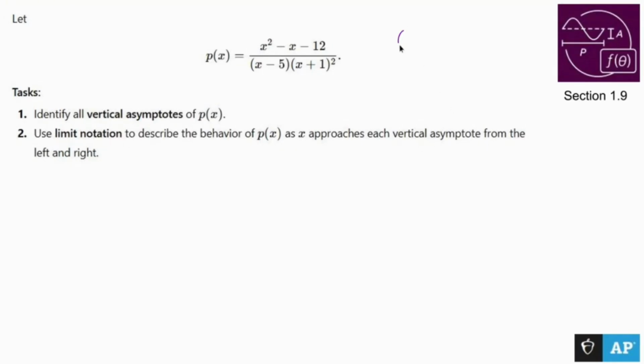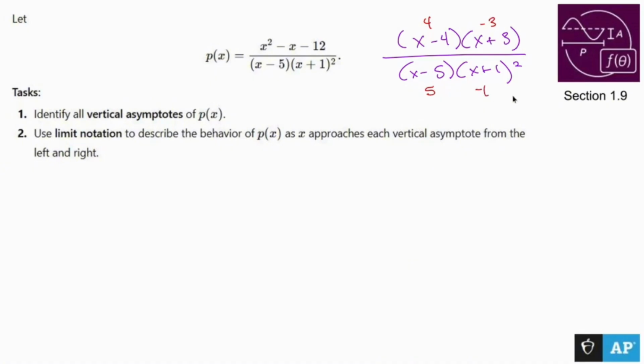So let's factor the top: two numbers that add up to -1 and multiply out to -12. That's x minus 4, x plus 3. Leave the bottom the same, x minus 5, x plus 1, squared. Now let's take the magic numbers, the numbers that make each factor equal to 0: 4, -3, 5, and -1 with a multiplicity of 2.